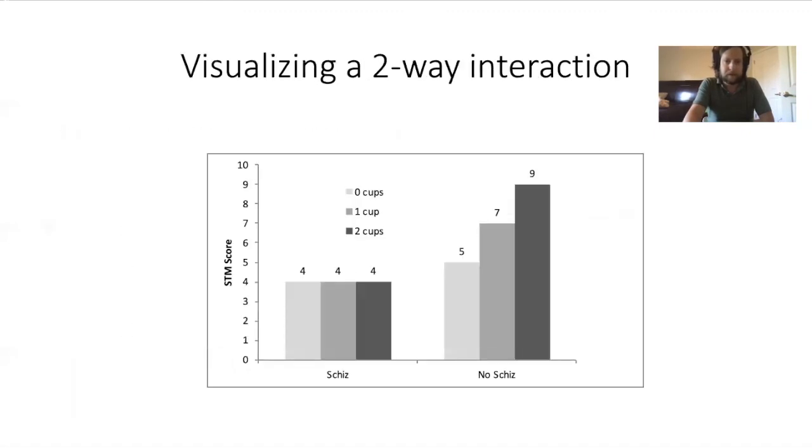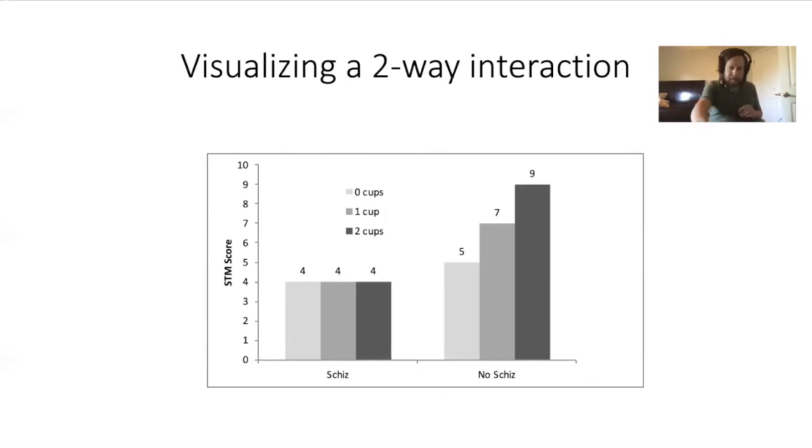Here would be an example of an interaction. These are made up data, by the way. What would the factors here be? We have two factors, and we know that because it says a two-way interaction. Can we name them? The diagnosis, which has levels of schizophrenia versus no schizophrenia. What's the second factor? Coffee, the amount of coffee: 0, 1, or 2 cups. So this is a 3x2 design.